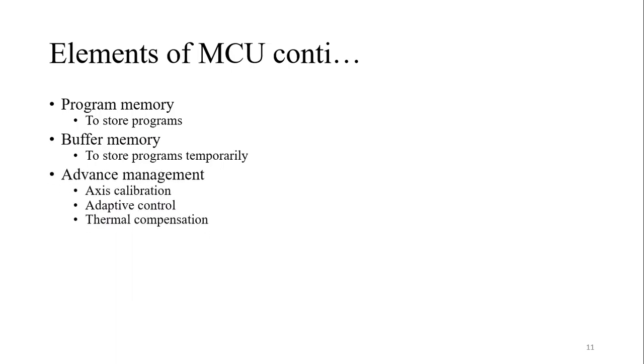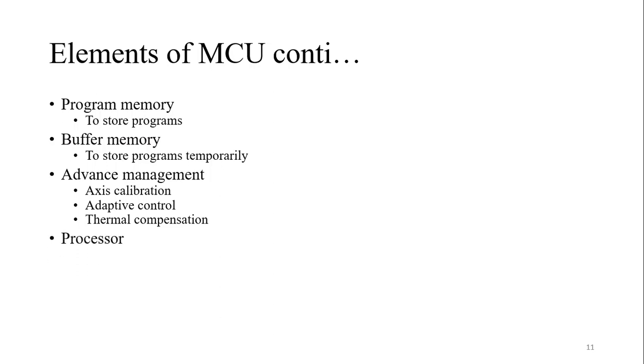Then we have advanced management. In further lectures you will discuss axis calibration, adaptive controls and thermal compensation. We'll discuss all these things, but this is advanced management. It means after running the program once or twice, the machine will get to know by itself the correct optimization for the machine. That is called adaptive control and axis calibration. It will do it. Correct. So it is called advanced management, which is already inside the MCU. In earlier machines it was not possible, but in CNC machines it is possible. So the advanced side we'll discuss in the upcoming lectures.